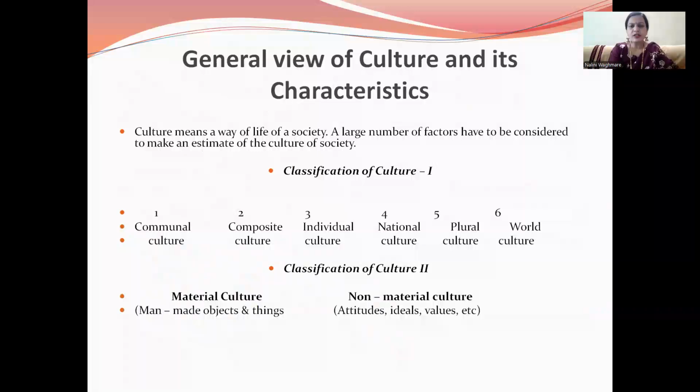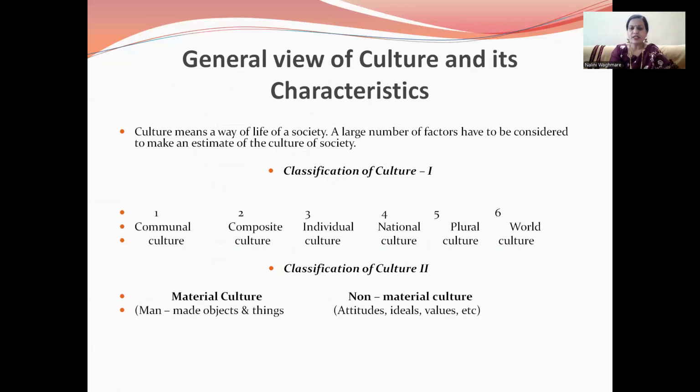Then, what was the characteristic of culture, classification of culture? Culture means a way of life of a society. A large number of factors have to be considered to make an estimate of culture of society. So here the classification of culture first: communal culture, composite culture, individual culture, national culture, plural culture, and world culture.